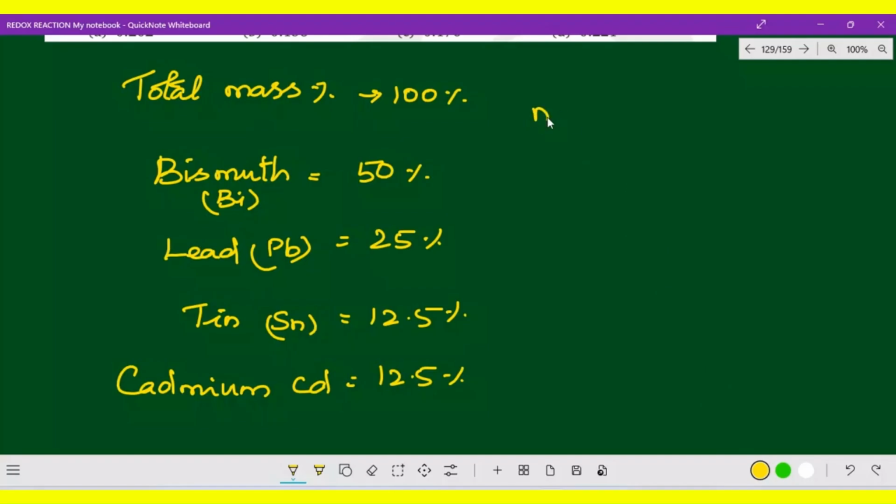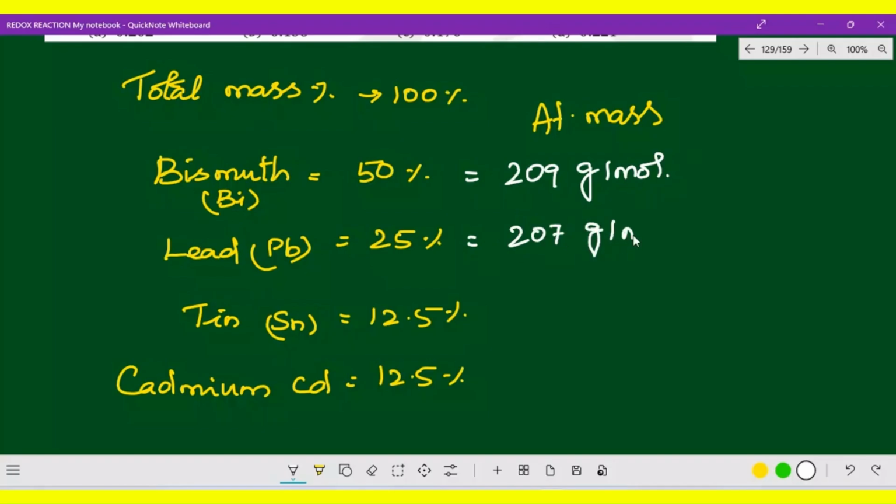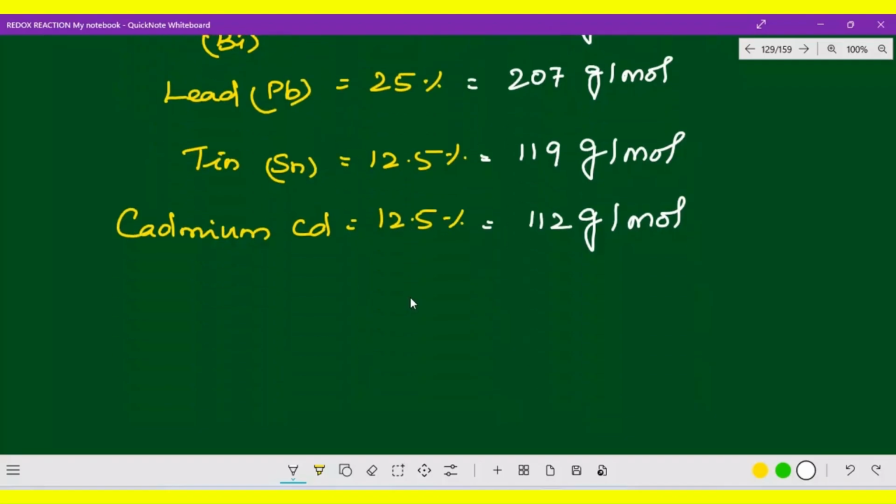Right, now here in molar form, actually the atomic mass they have given, no? So atomic mass, how much? For bismuth, they mentioned it in the question only: this is 209 gram per mole. Lead, plumbum, is 207 gram per mole. And stannous, tin, is 119 gram per mole. The same way cadmium is 112 gram per mole. So with the atomic mass of each and the given mass, we can directly identify the number of moles of each.